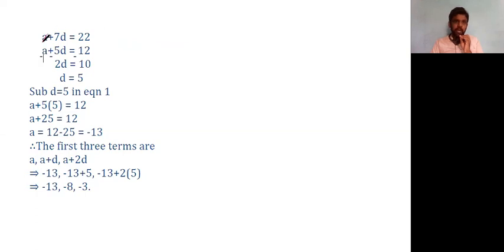So A gets cancelled. 7D minus 5D is 2D. 22 minus 12 is 10. So 2D is equal to 10, and taking this 2 to the other side, D is equal to 10 by 2, which is 5. So we have the D value. We can substitute this D value in the first equation.